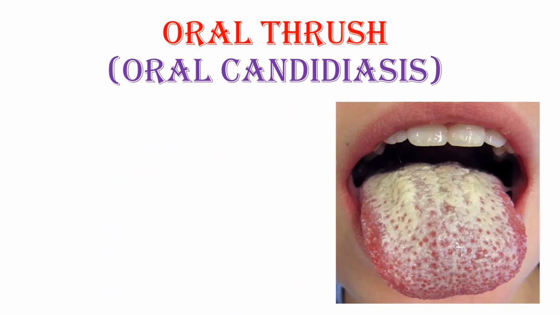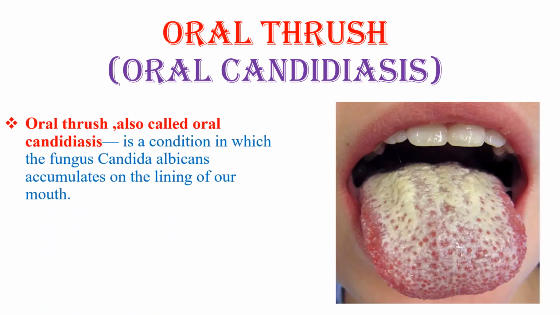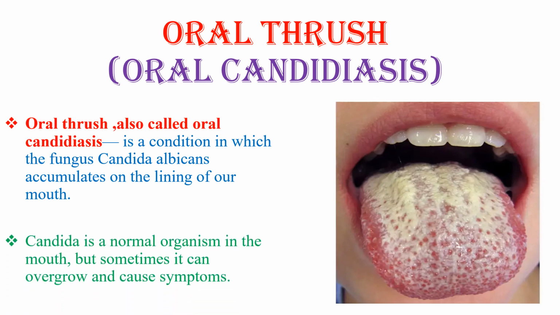This is about oral thrush or oral candidiasis, especially for the family. Oral thrush, also called oral candidiasis, is a condition in which the fungus Candida albicans accumulates on the lining of our mouth. Candida is a normal organism in the mouth, but sometimes it can overgrow and cause symptoms.